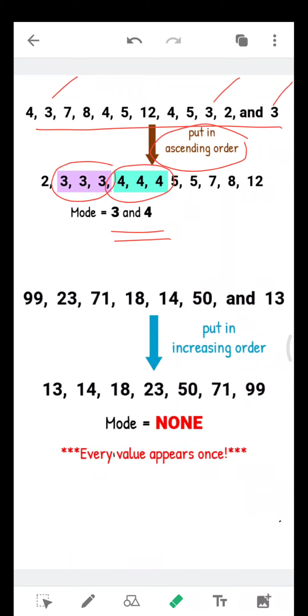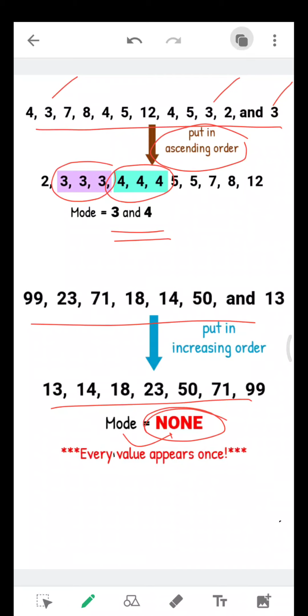Now let's see one more example. Some values are given, the data is collected, and we are arranging them in ascending order. Do you find anything repeating here? No, nothing is repeating. So there is no mode in this because nothing is repeating. You should not write 0 also. Sometimes you get cases like these.